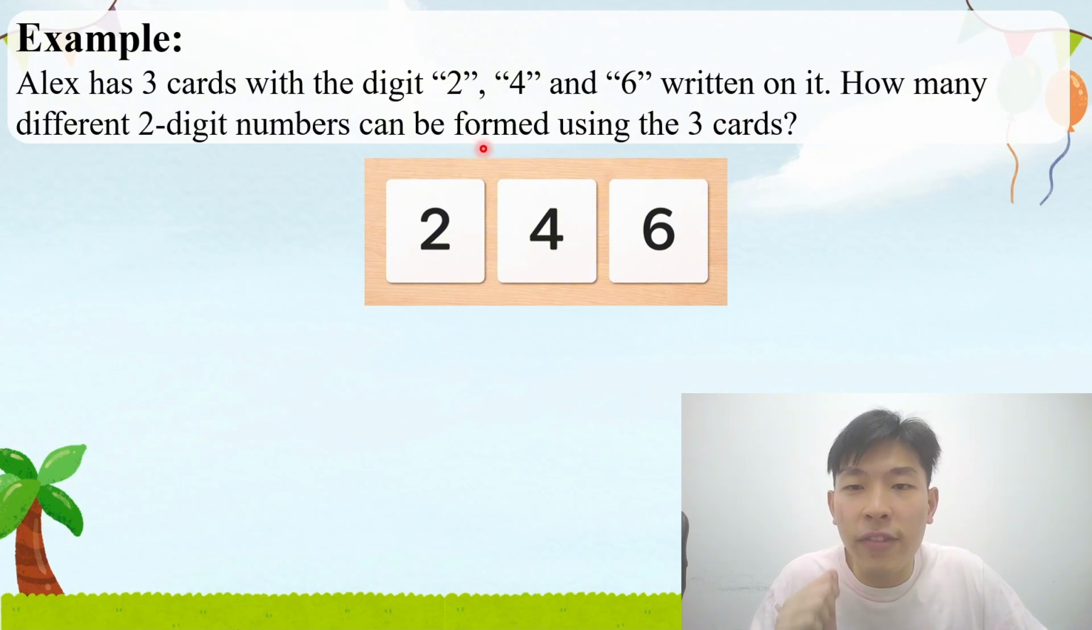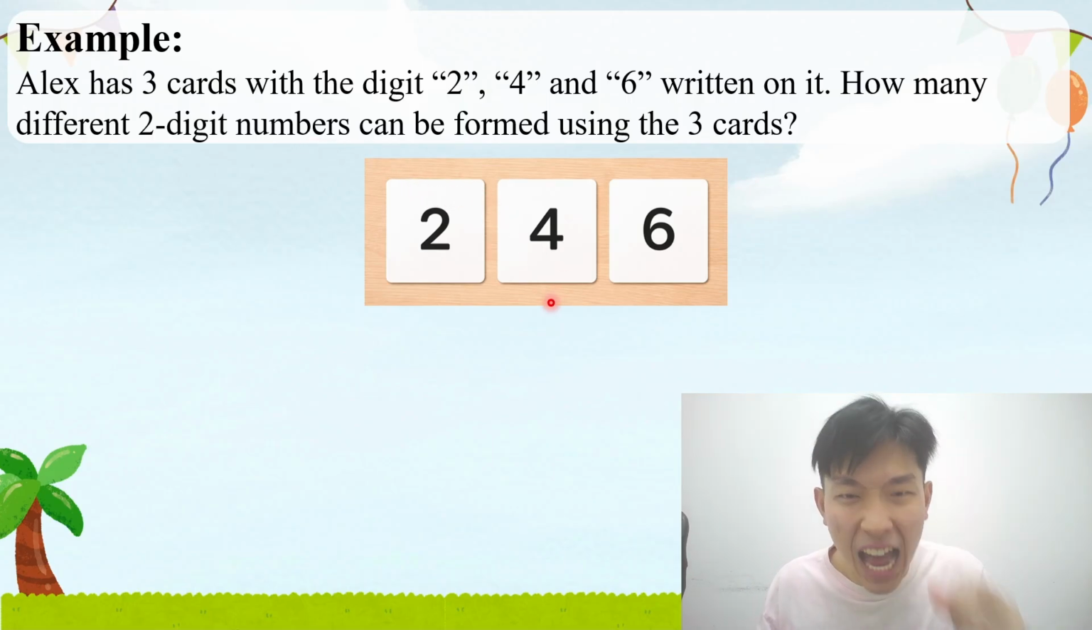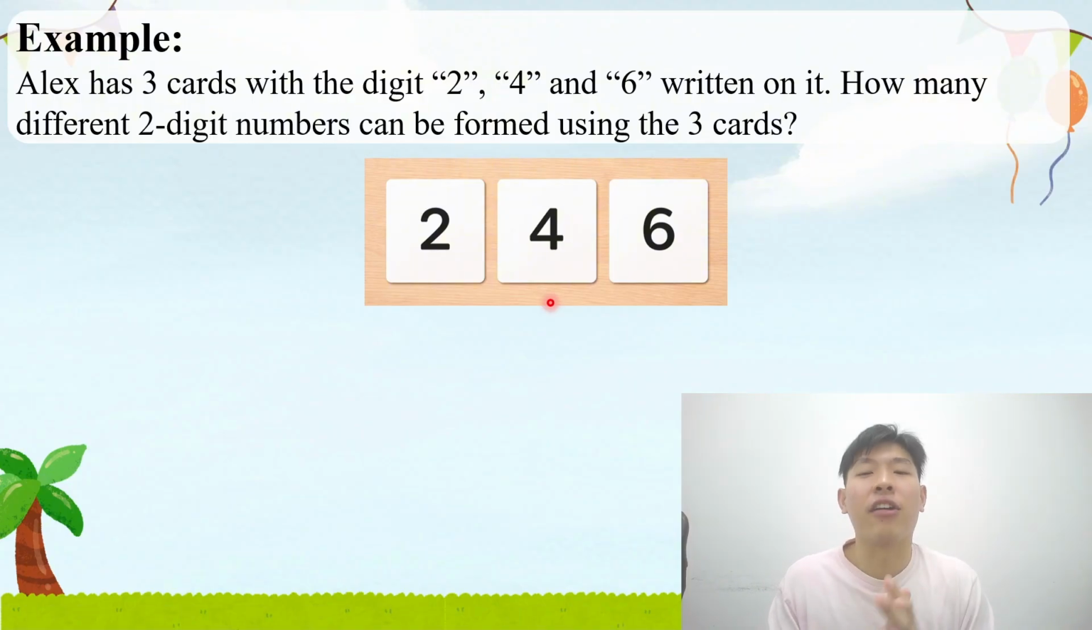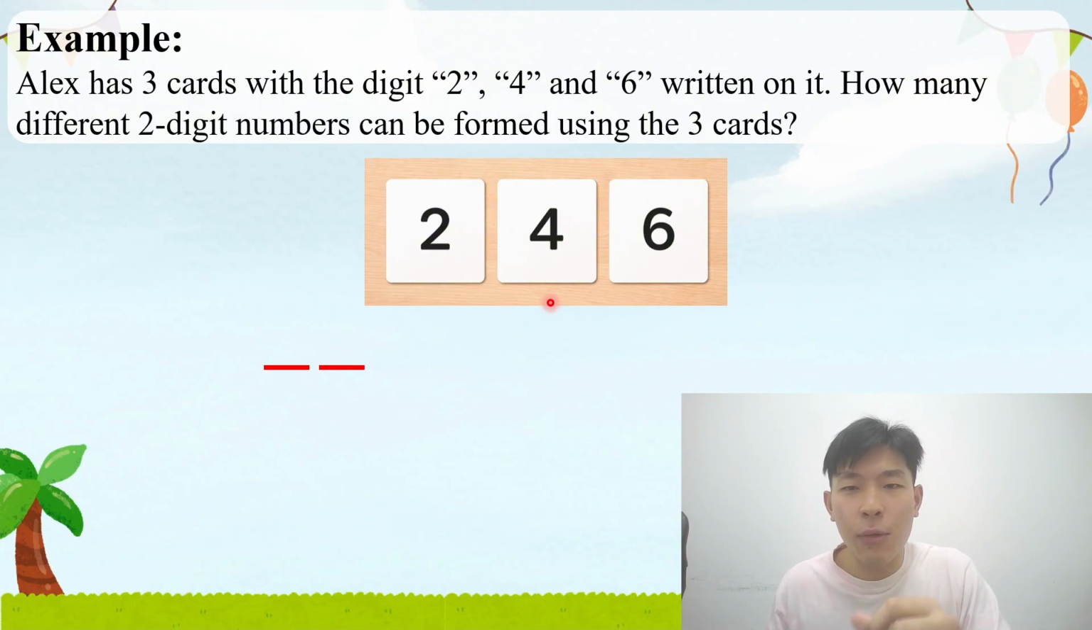Alex has 3 cards with the digit 2, 4, and 6 written on it. How many different two-digit numbers can be formed using the three cards? Now keep in mind that these are cards. When I use one card, can I reuse it again? I cannot. Very good. So now, two-digit numbers means that we have two spaces.